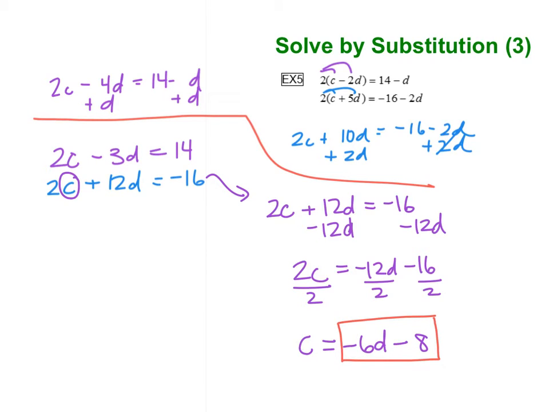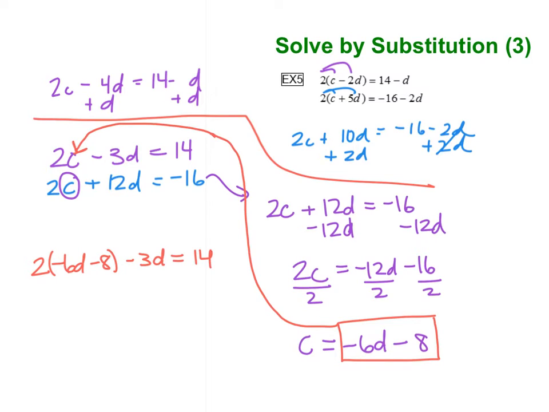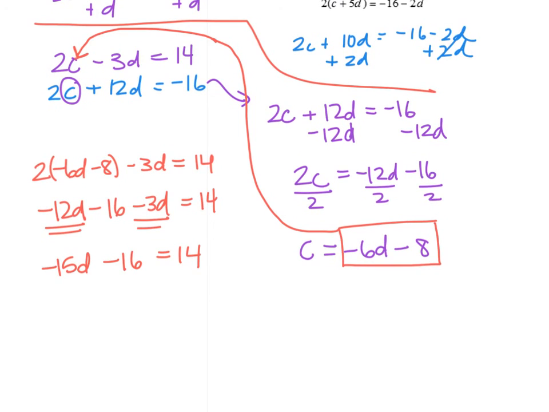And then we just take this and plug it into the equation we haven't used yet, which is going to be the top equation. And because it's c equals, it's going to go in for the c. So 2 times that, what we boxed out, the negative 6d minus 8 minus 3d equals 14. I just kept writing the equation right there. Let's go ahead and distribute. We have negative 12d minus 16 minus 3d equals 14. Combine your like terms. A negative 12d and a negative 3d is negative 15d. Minus 16 equals 14.